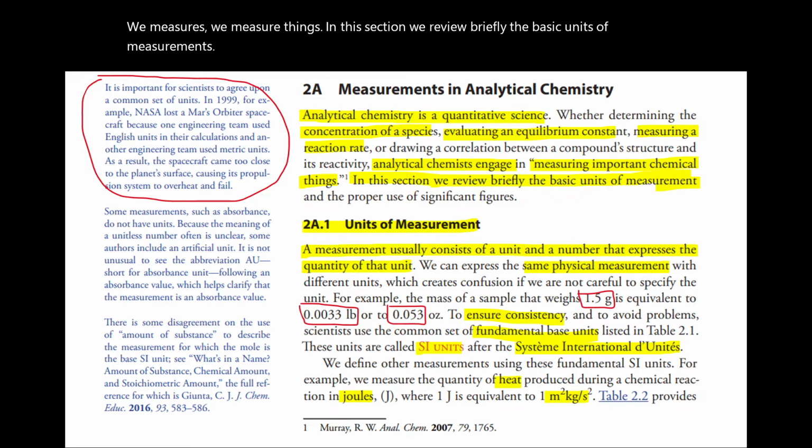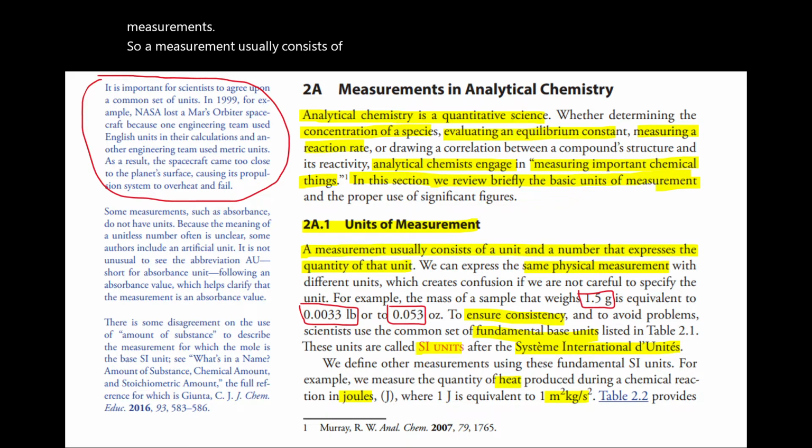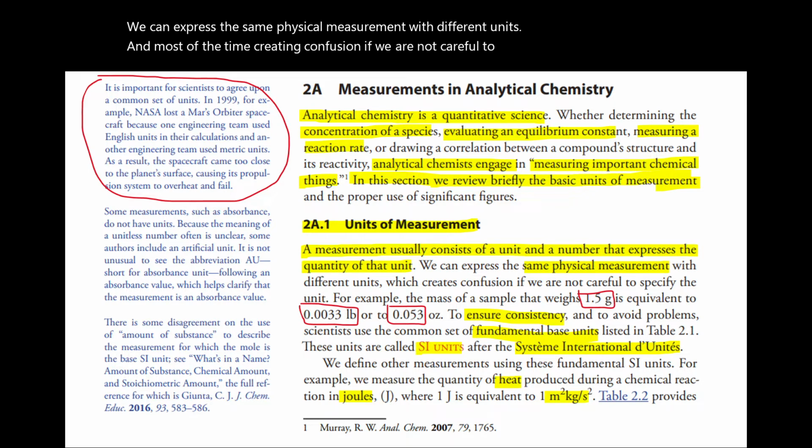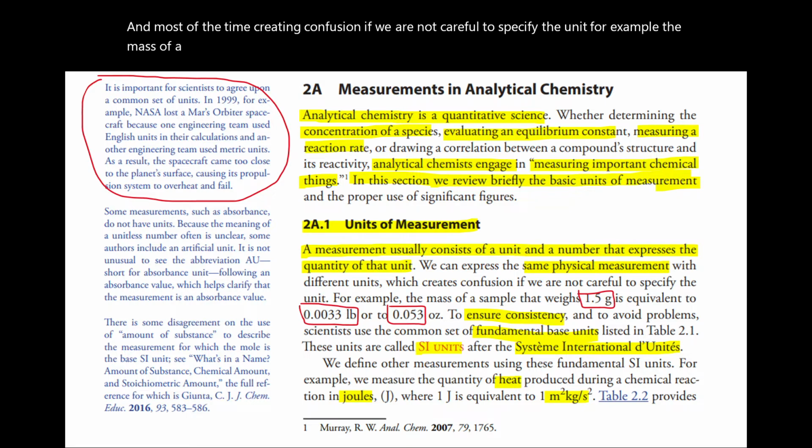A measurement usually consists of a unit and a number that expresses the quantity of the unit. We can express the same physical measurement with different units, most of the time creating confusion if we are not careful to specify the unit. For example, the mass of a sandball that weighs 1.5 gram is equivalent to 0.0033 pounds or to 0.053 ounces.